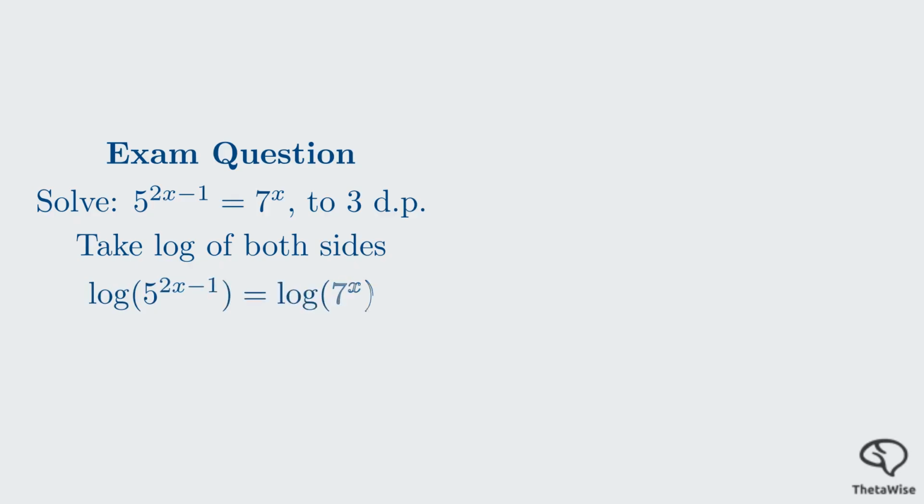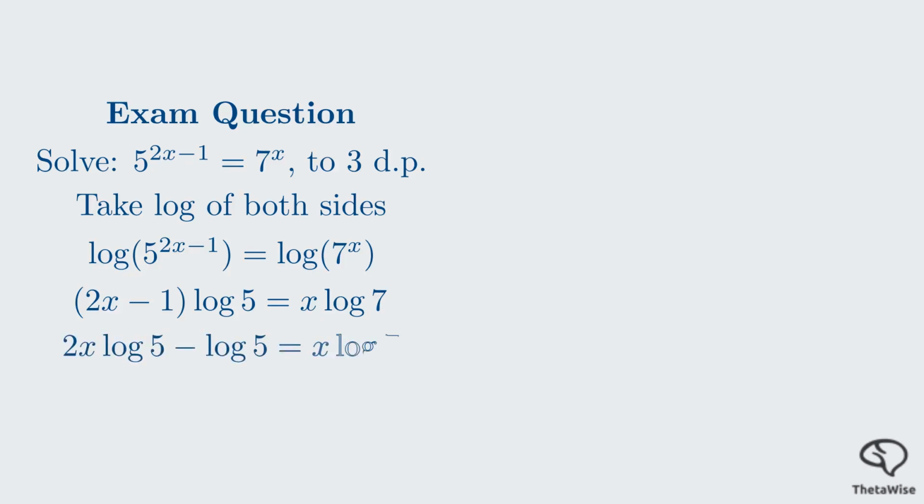Step 1. Log of 5 to the power of 2x minus 1 equals log of 7 to the power of x. Apply the power law to both sides. Notice how the brackets are essential for the term 2x minus 1. Now, we need to isolate x. We expand the brackets on the left-hand side.